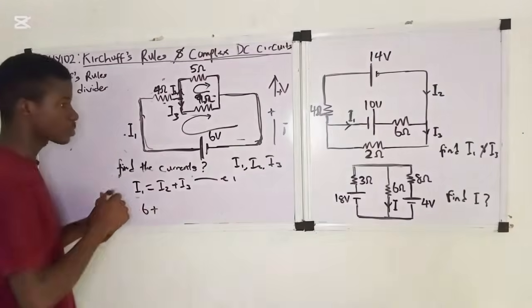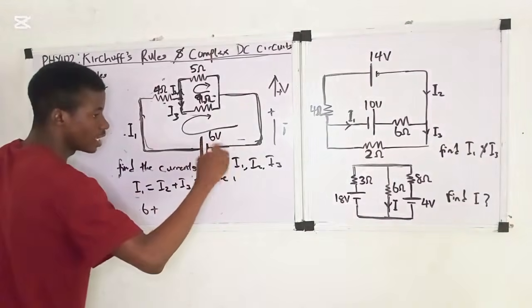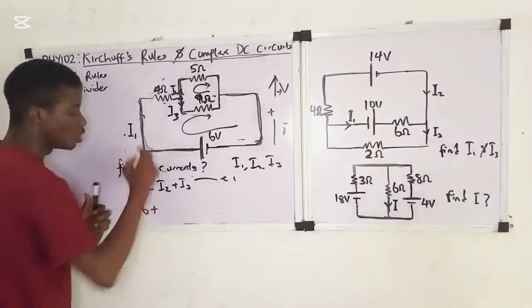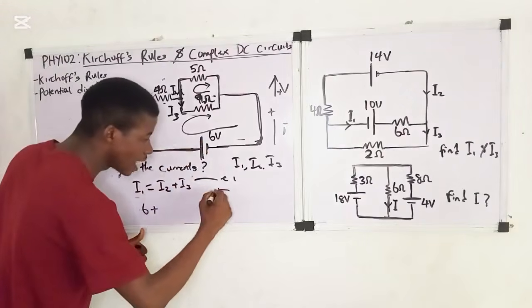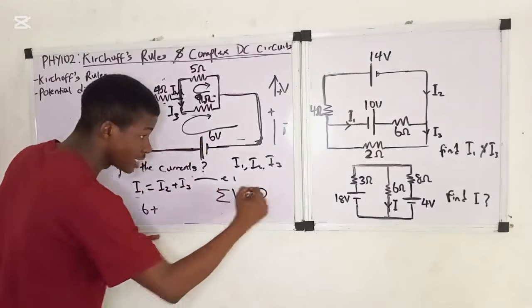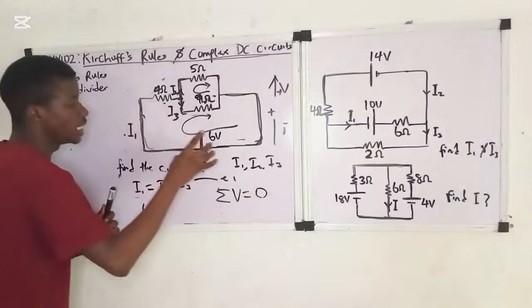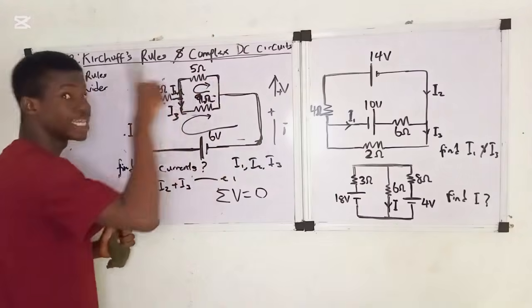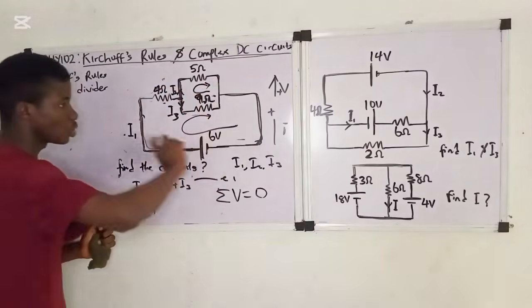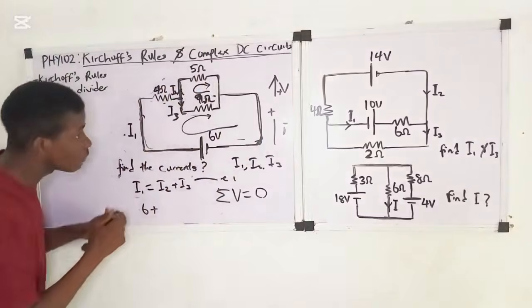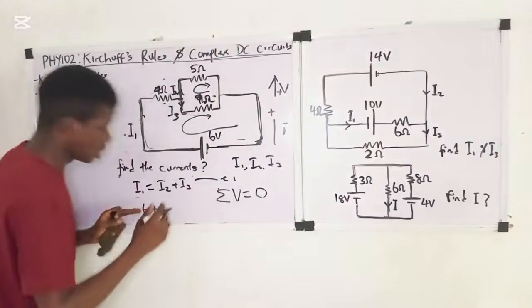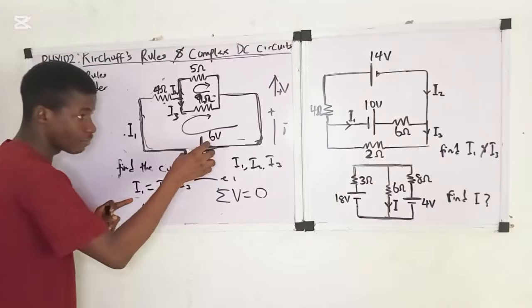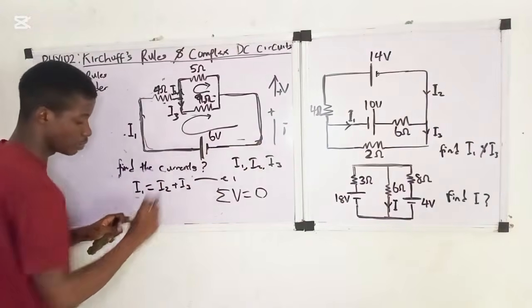Then plus, we are going like this, right? Remember, loop rules tell us that the total voltage is equal to 0, right? Yes, we want to look for the total voltage here in this first loop. So in this first loop, let's look at the total voltage. We start from here, and the voltage here is positive, right?